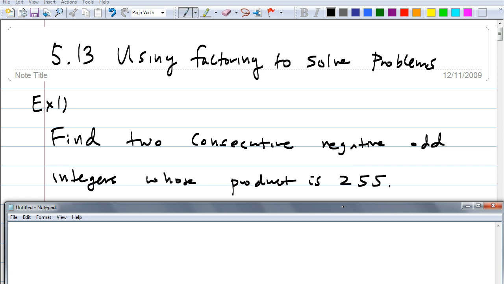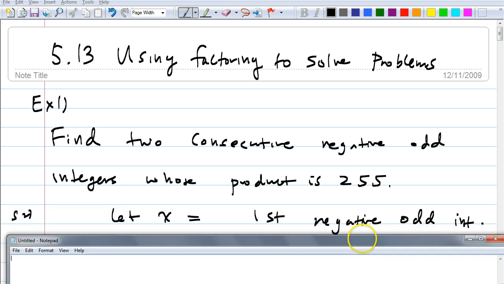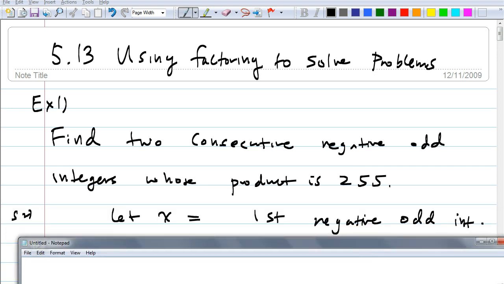So, anybody know how to declare a variable? Because there are two unknowns, let's use only one variable to represent both. What do we do? Let... Yes, Aaron? Excellent. Let x be the first negative odd integer. Then, if x is the first, how do you represent the consecutive negative odd integer after x? Anybody? One person remembers? Come on, everybody should know. We've done this many times.